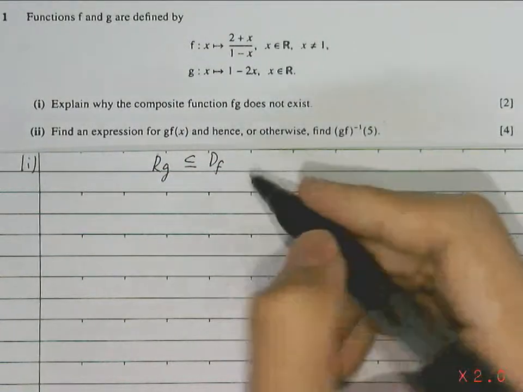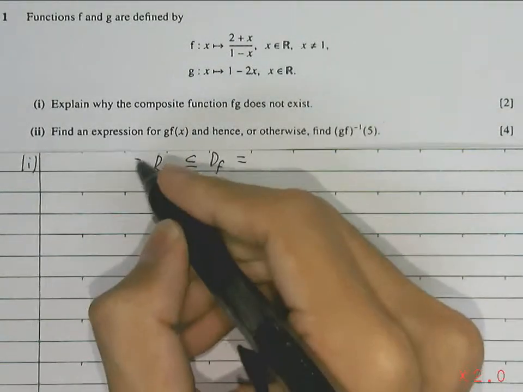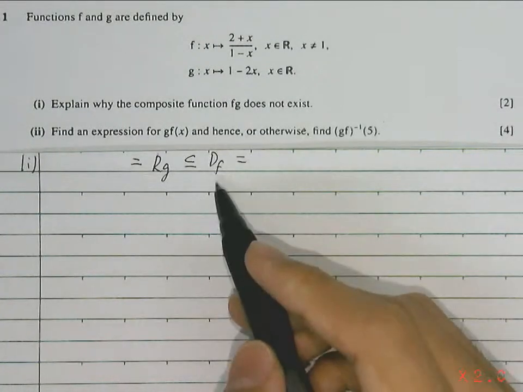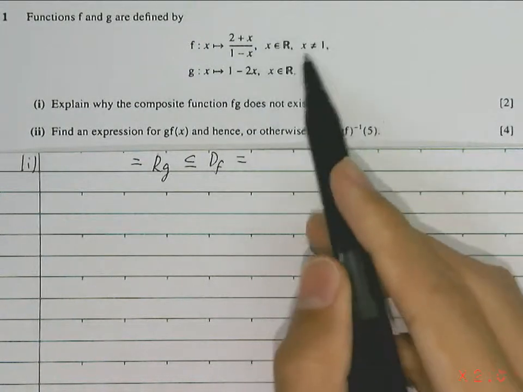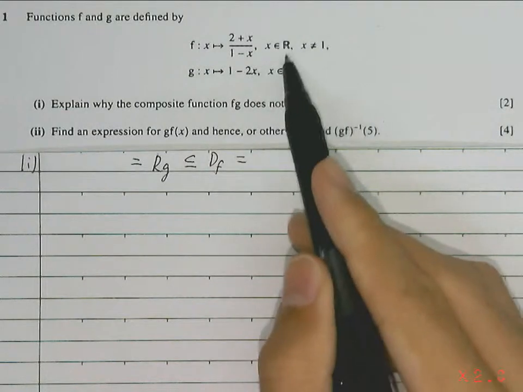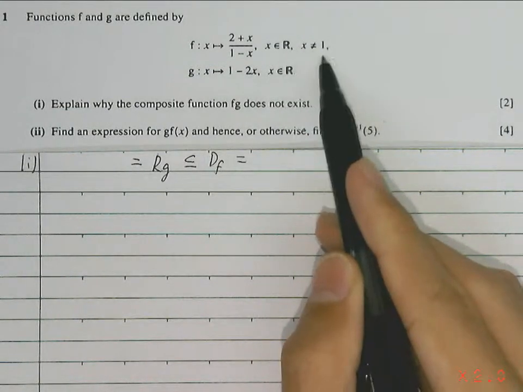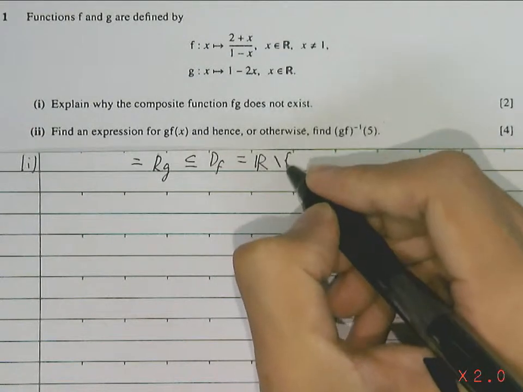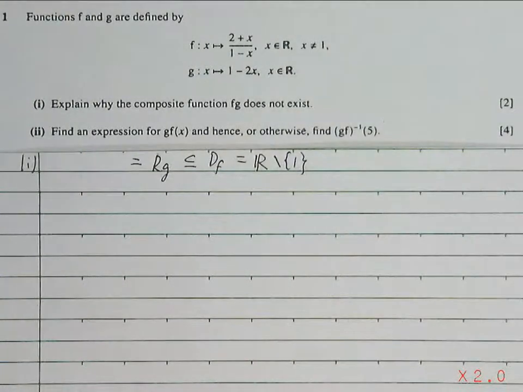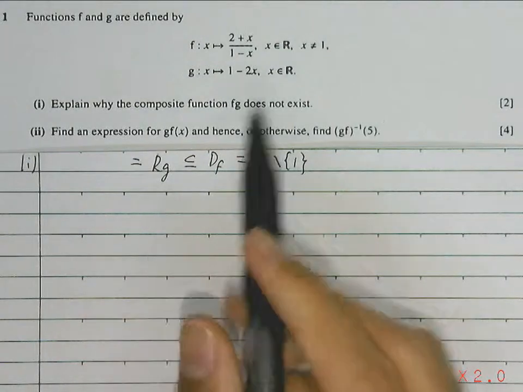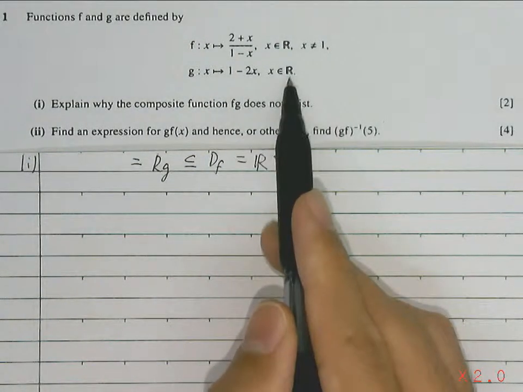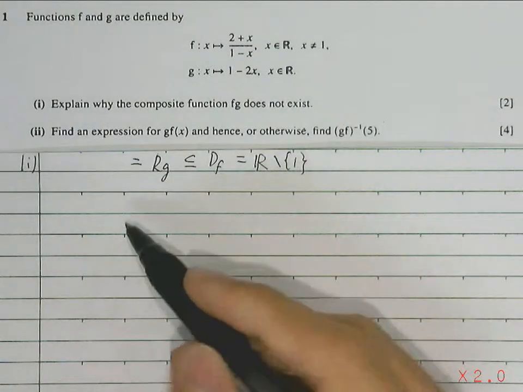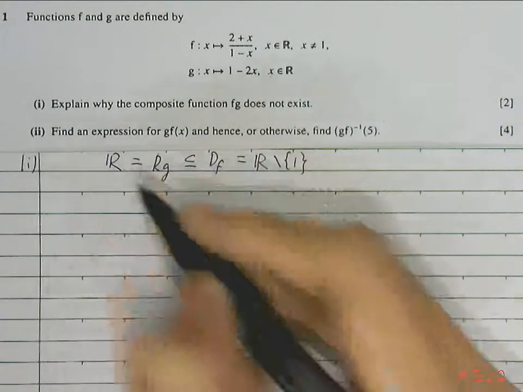Okay, so for this to happen, we'll check what the range of g is and what the domain of f is. The domain of f is directly given in the question, since x are all real numbers excluding 1. So the domain of f will be real numbers excluding 1. As for the range of g, we know that this is a linear graph, and since x takes all real values, the range of g will also be all real numbers.